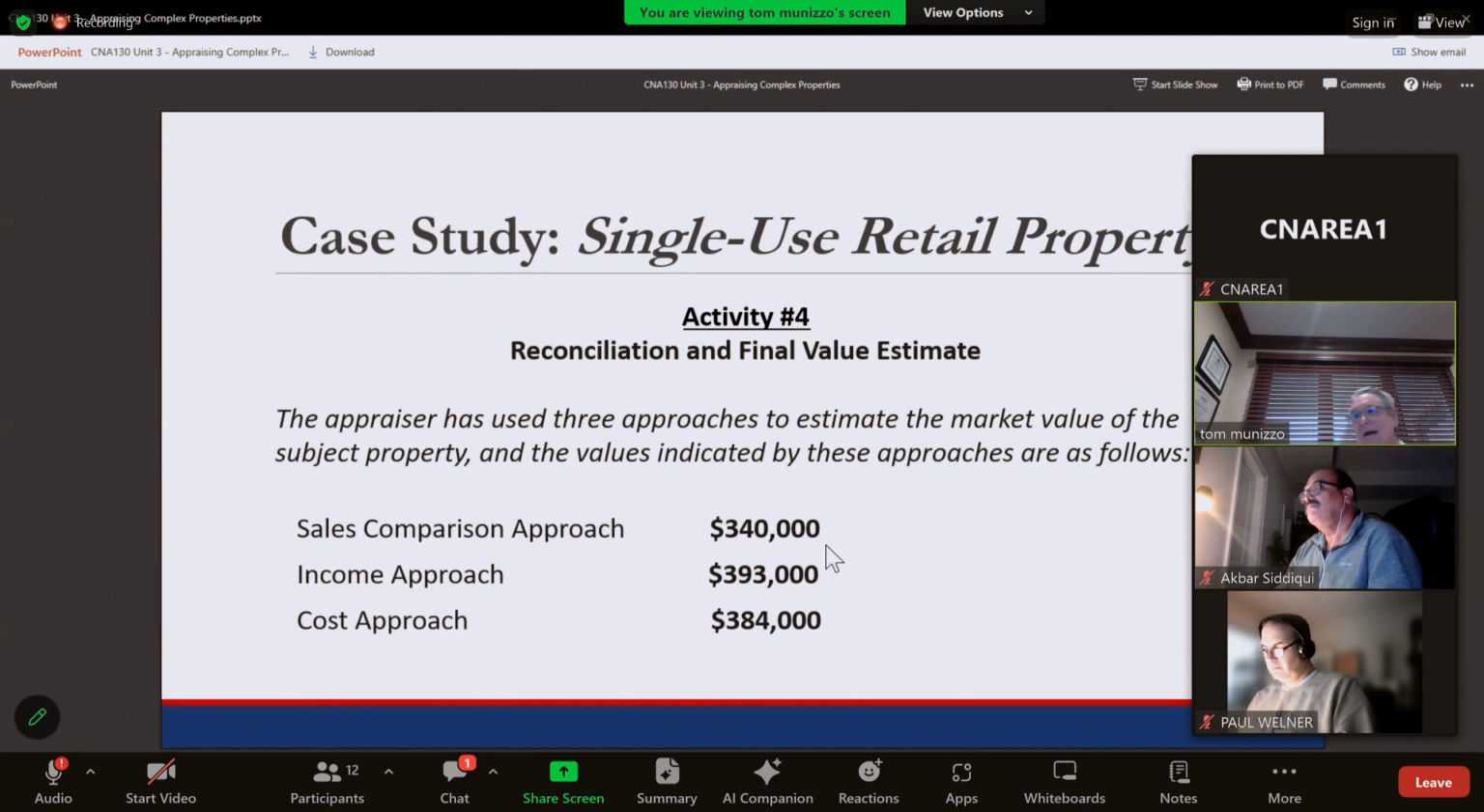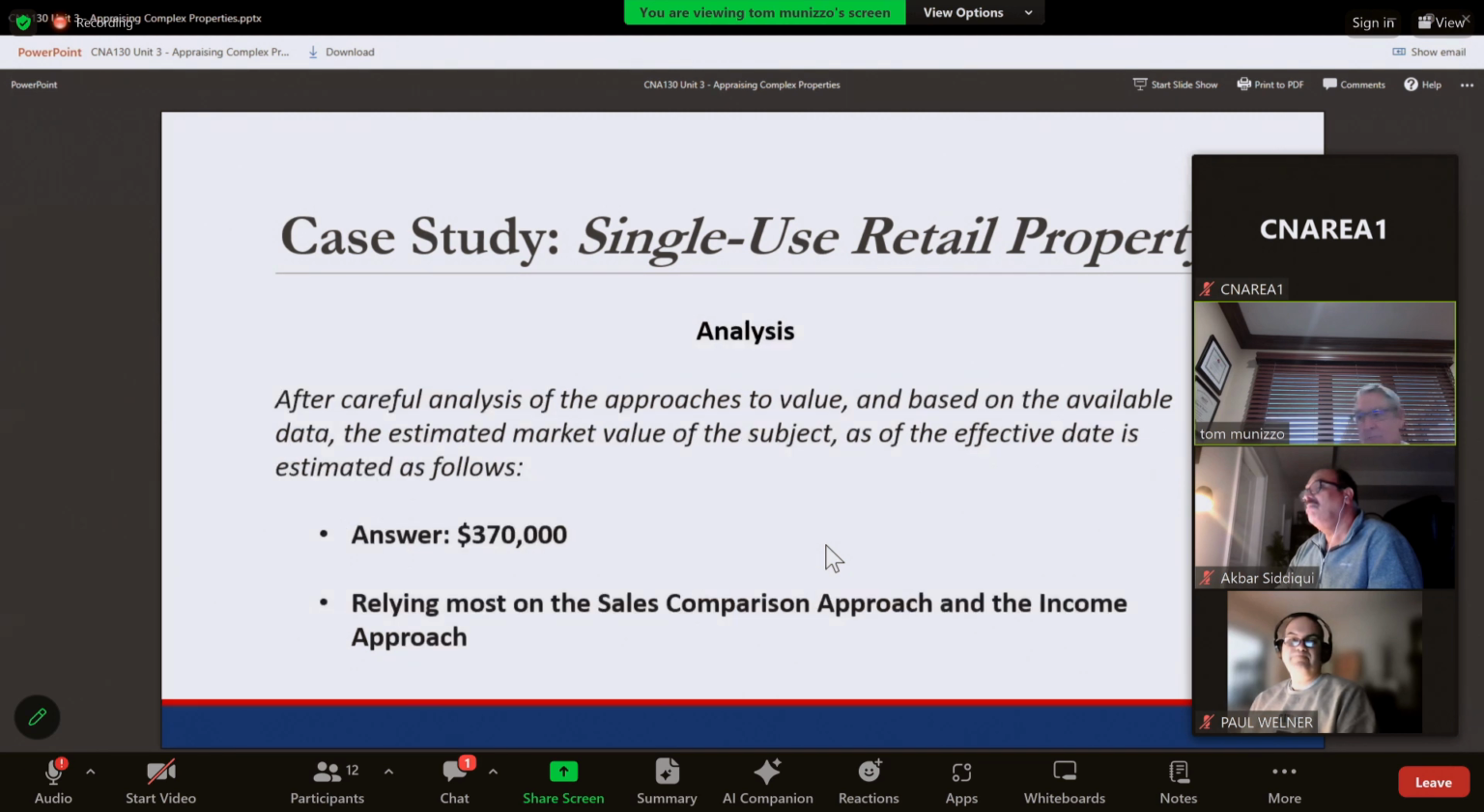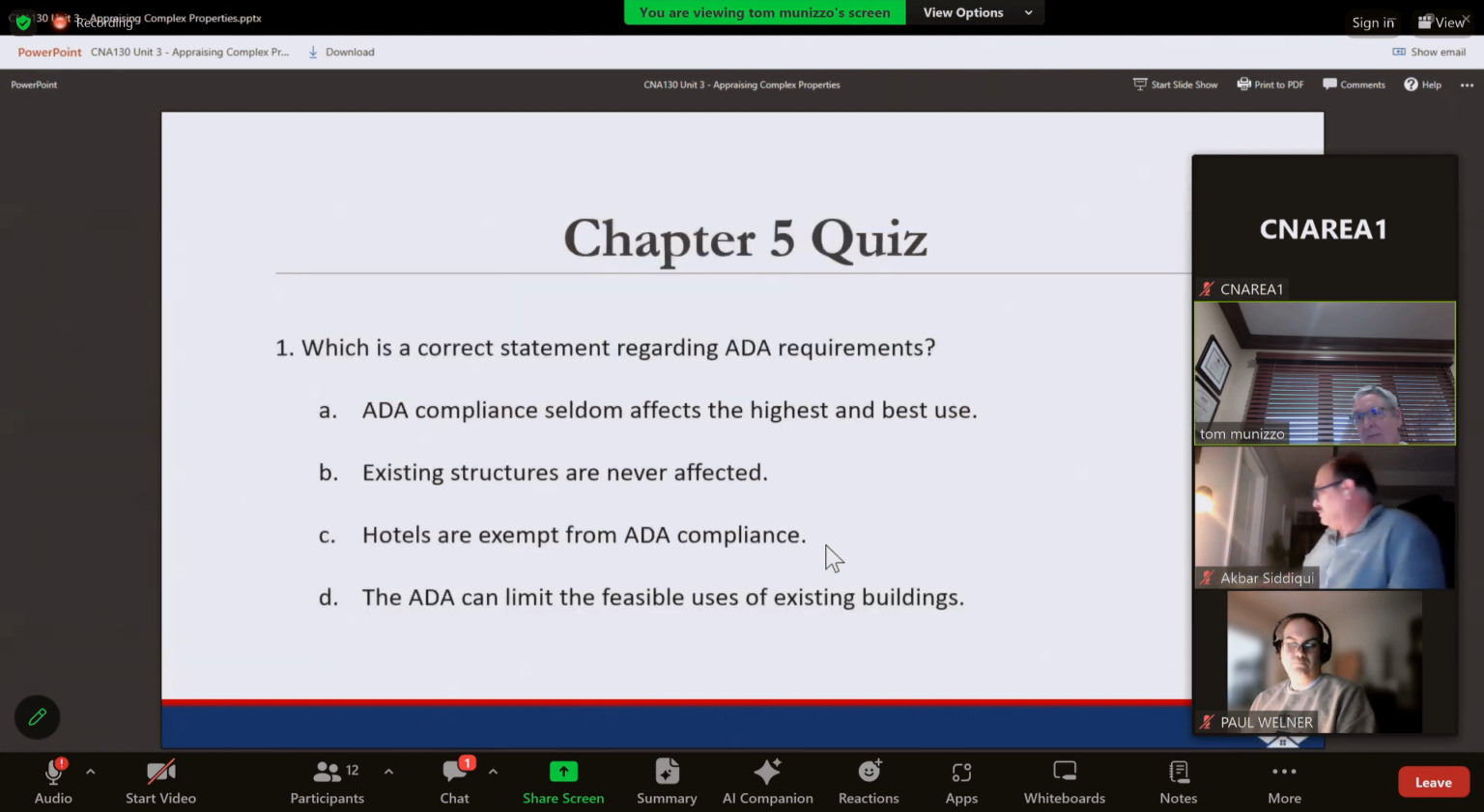Let me add these up here. Maybe it is the mean. I don't know, I didn't add them up. 340, 393, 366.5 is the mean average. It likes the sales comparison approach and the income approach. I would probably tend to agree on that.